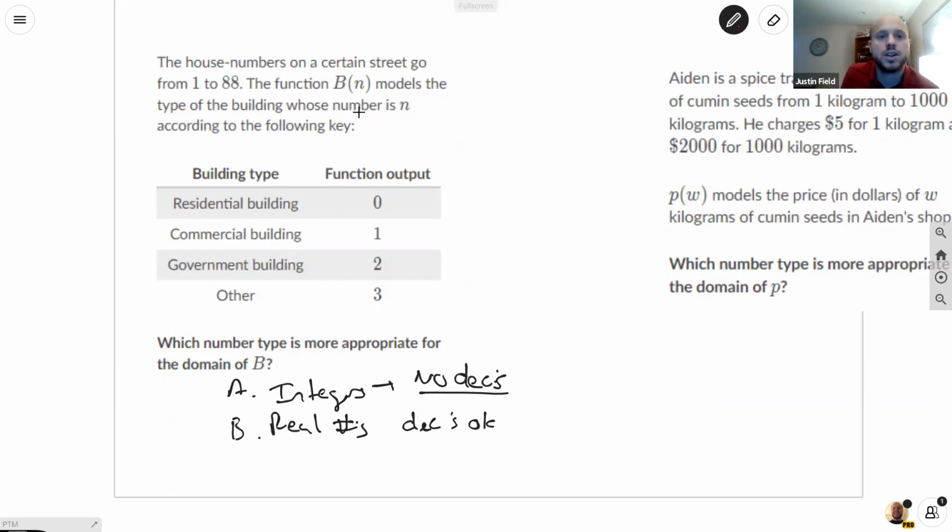So let's see, what is the domain? The domain is the variable on the inside of the parentheses. So what does n represent? The house numbers on a certain street go from 1 to 88. The function b of n models the type of the building whose number is n. Okay, so b of n is a building type, but n is a building number.